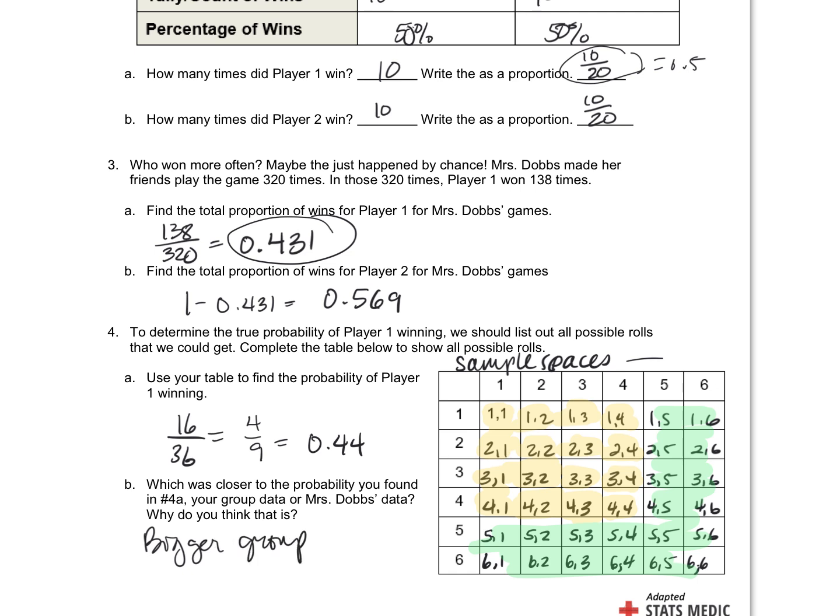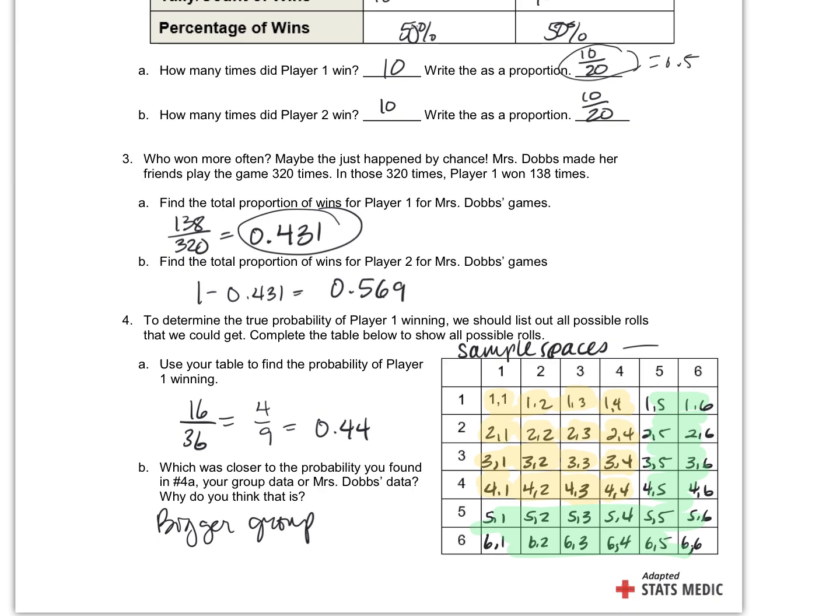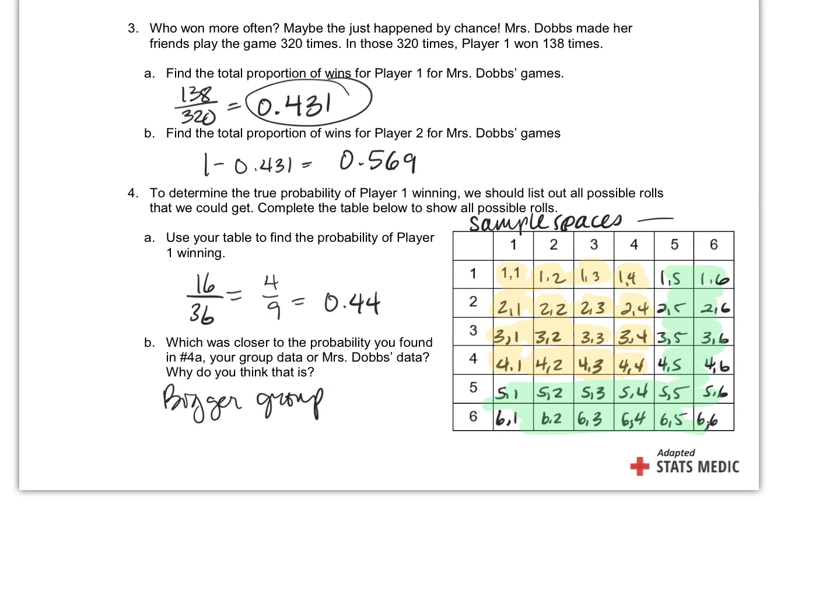I can't hear you. More data? Yep. More data. Bigger samples make a bigger difference, right? So this is what you call the law of large numbers. Okay? Law of large numbers.